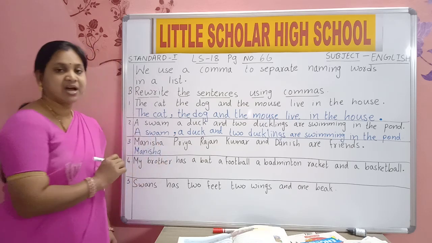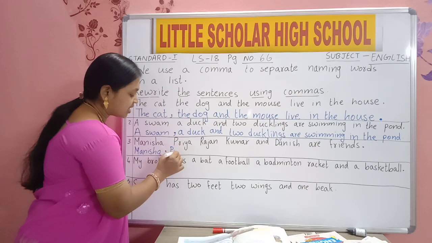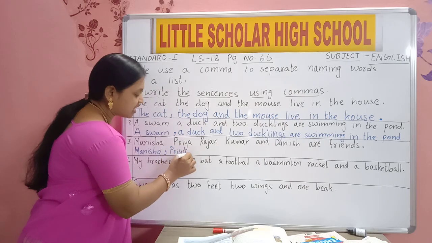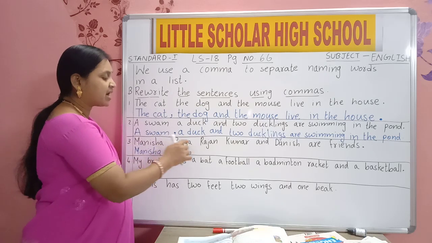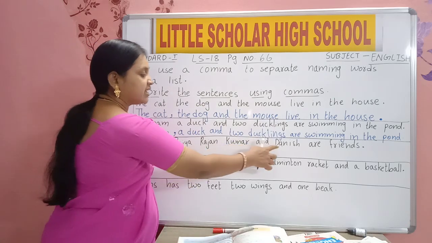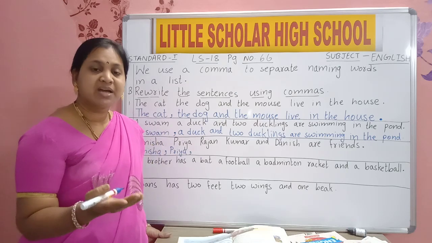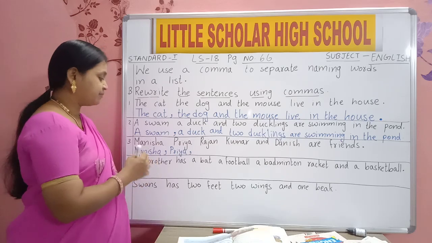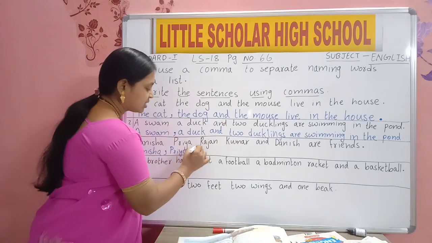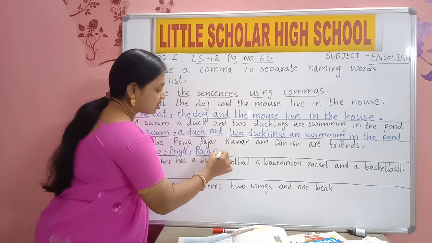M-A-N-I-S-H-A, Manisha. After Manisha, comma. P-R-I-Y-A, Priya, comma. And all the names of people are written with a capital letter, yes, because the names of people are special names. Special names we write with a capital letter. Comma. R-A-J-A-N, Rajan. Comma.